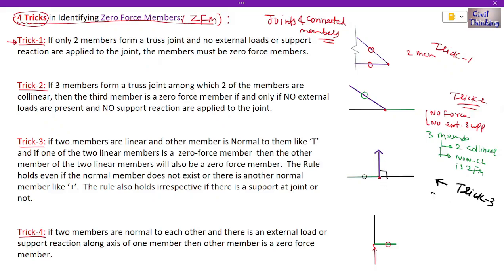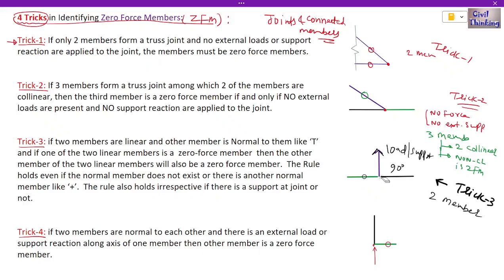Here we have two members at this joint, and we have one force, this load or support. We have this load or support present, but it is making an angle of 90 degrees with them. Now if we already know this is a zero force member, it means this is also a zero force member. I hope you understand this.